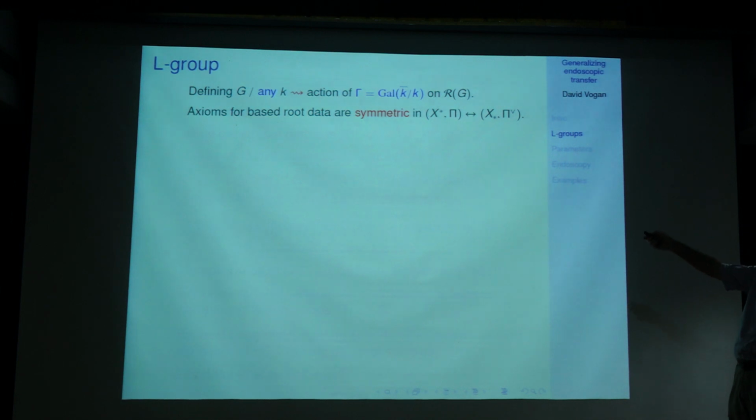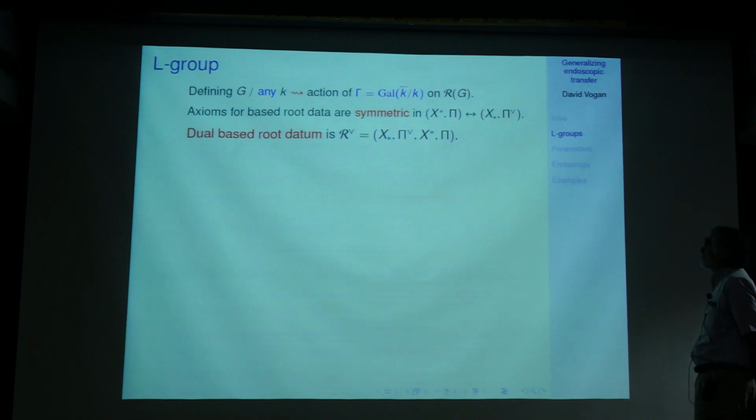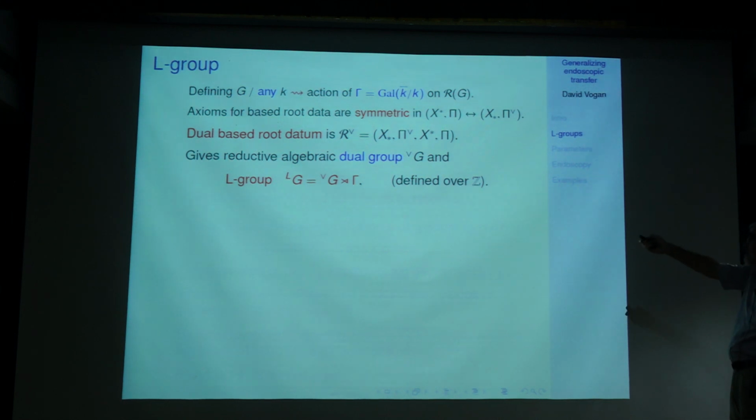So here's the story. I said you've got an action of the Galois group on this based root datum. The axioms for based root data are unchanged if you interchange the two lattices and these two finite sets. So you have a dual based root datum where you've replaced this character lattice by the co-character lattice and vice versa. And the Galois action just comes along for the ride. So you get an algebraic dual group, check G, and an action of the Galois group on check G.